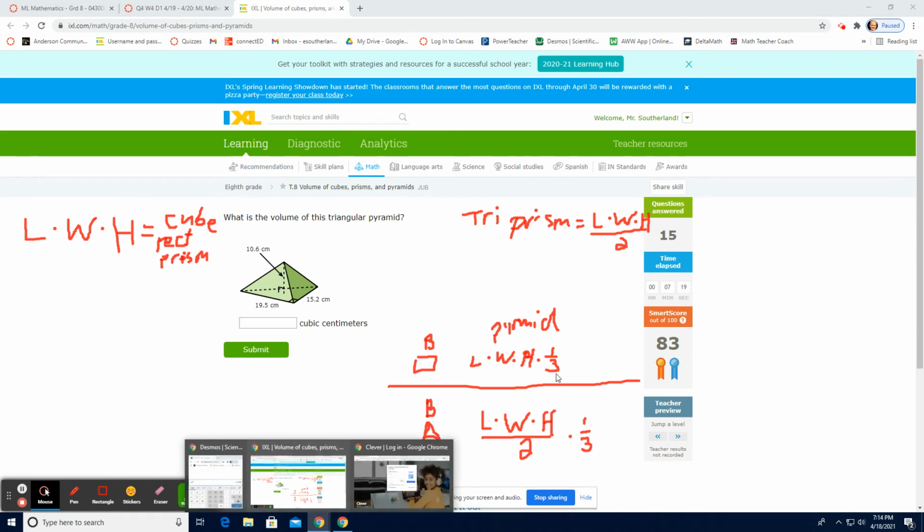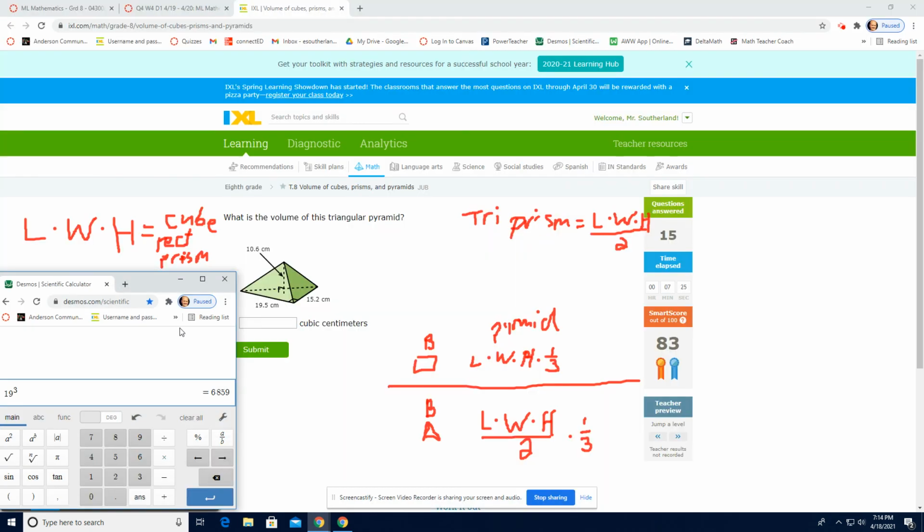This is a pyramid, so we go down here to the pyramid, and it's a triangular base, so we're going to use this bottom one. So your calculator says take 10.6, multiply it by 19.5, multiply that by 15.2, divide by 2, and then multiply by 1/3. 523.64.